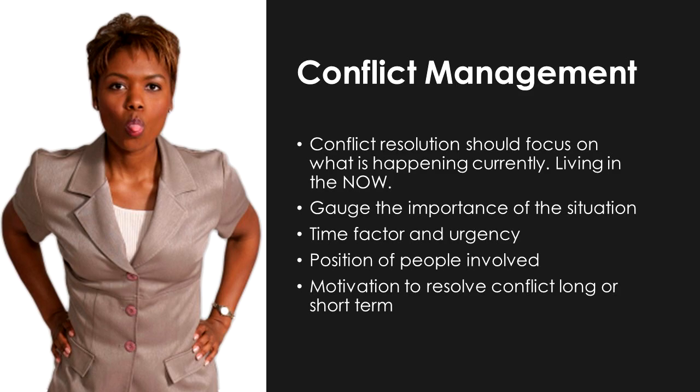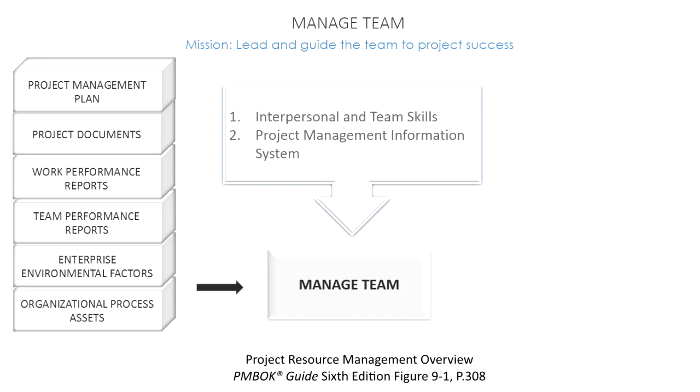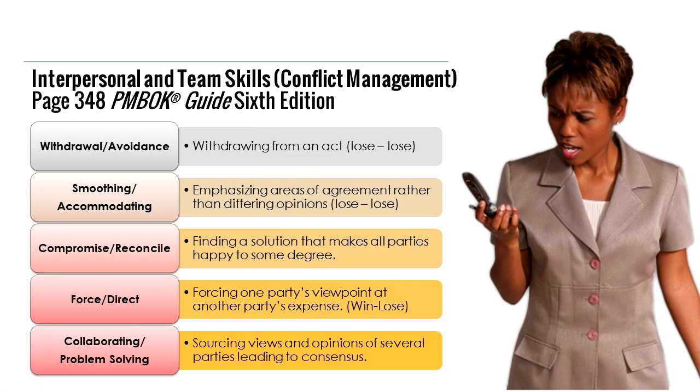Now, the 5 approaches to reacting to or solving conflict situations are: 1. Withdrawal or avoidance. That is, running away from the conflict. Maybe running away to come back another day, but when you permanently withdraw, it's looked at as a lose-lose scenario. The next approach is called smoothing. It's emphasizing areas of agreement rather than different opinions.